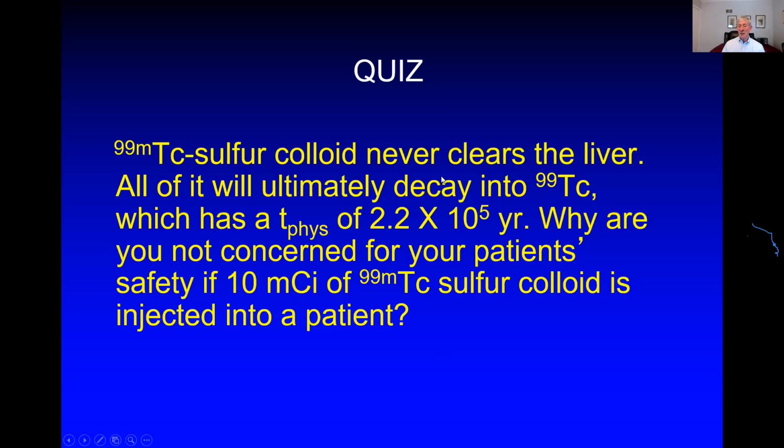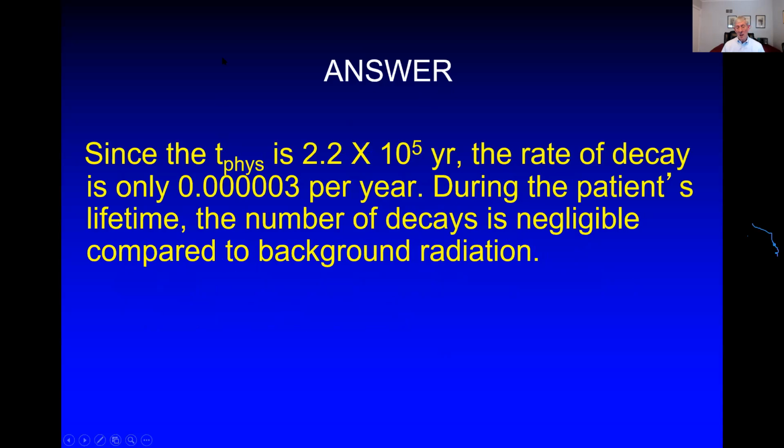Why are you not worried? Here's the mathematical answer. If you say that lambda is 0.693 over T1/2, if you take 0.693 and divide it by this number, look what you get. Only 3 millionths is decaying per year. That is such a tiny number that it's not even significant compared to our background radiation.